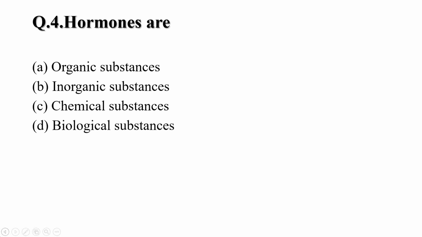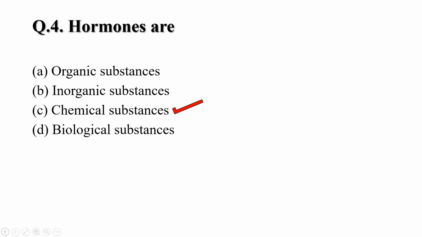Question 4. Hormones are A, organic substances, B, inorganic substances, C, chemical substances, D, biological substances. And the right answer is C, chemical substances.